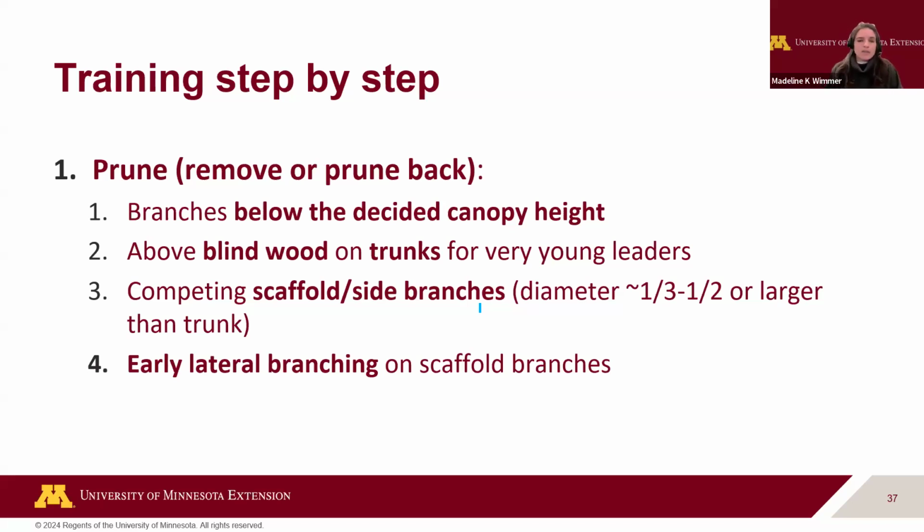And then any of those early main branches that are coming off the tree, if they start to have lateral branches too early, that's a lot of energy going into those lateral branches that isn't necessary, and those can be thinned out.